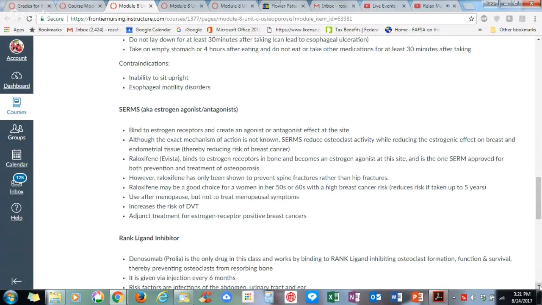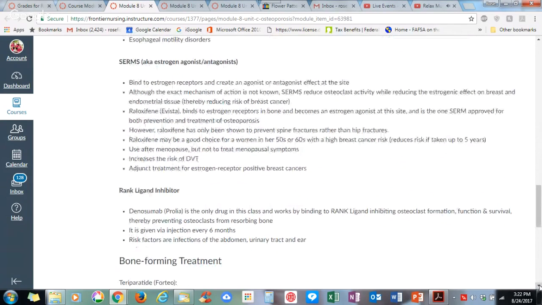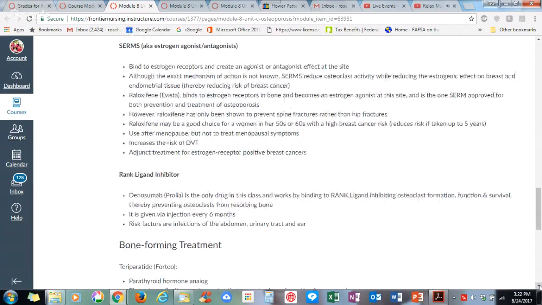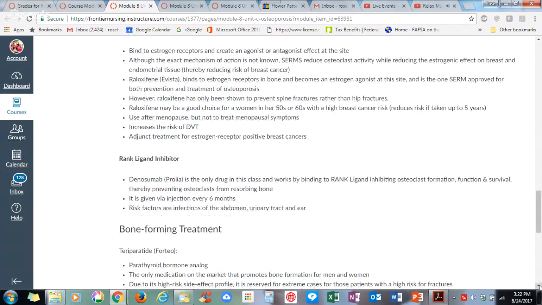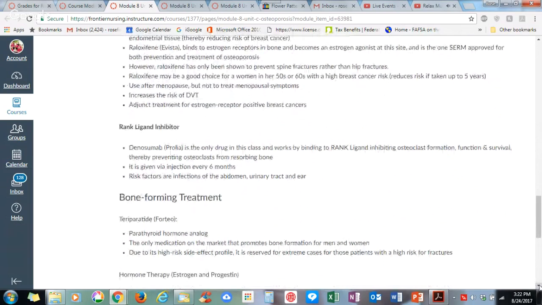Raloxifene (Evista) binds to estrogen receptors in bones and becomes an estrogen agonist at the site, and is the one SERM approved for both prevention and treatment of osteoporosis. However, raloxifene has only been shown to prevent spine rather than hip fractures. Raloxifene may be a good choice for a woman in her 50s or 60s with high breast cancer risk. It reduces risk if taken up to 5 years.